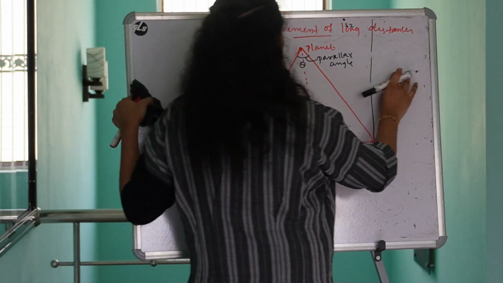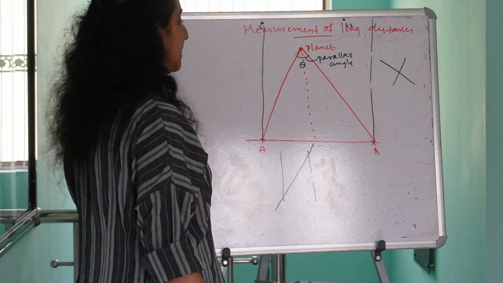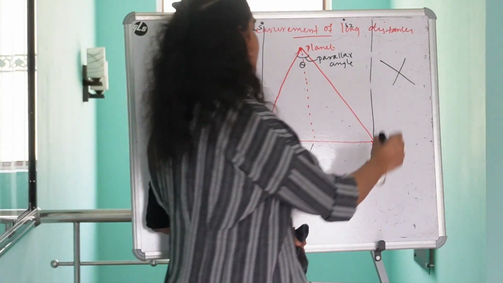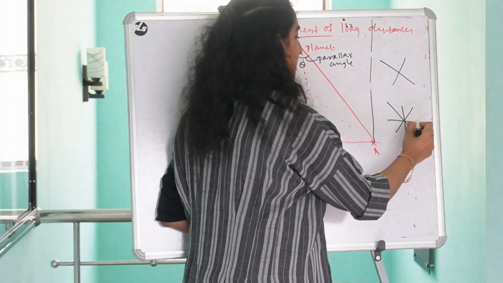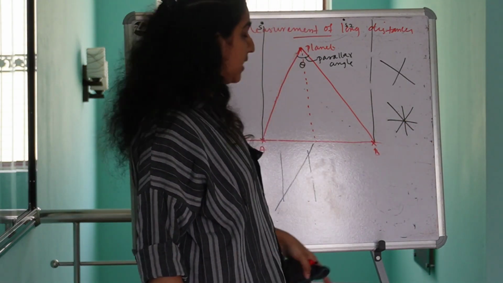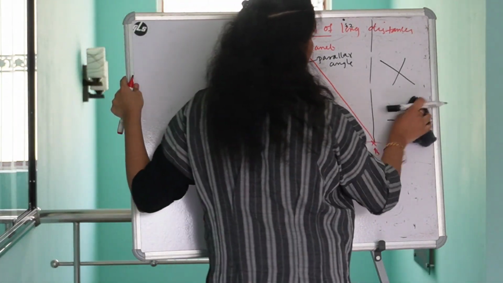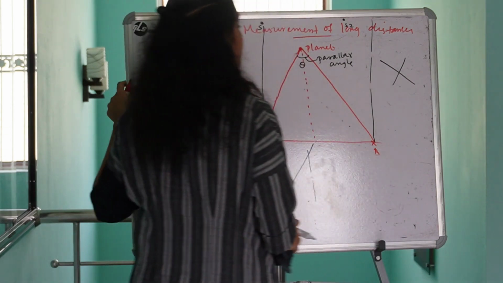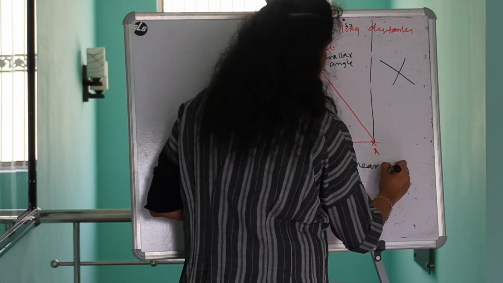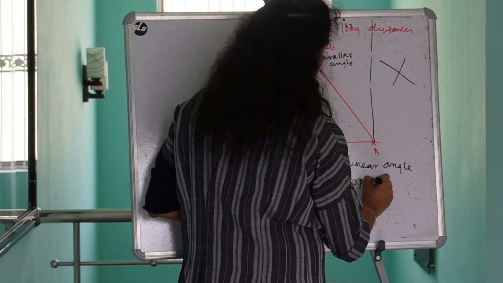Now, when lines cross each other, here in this case there are two lines and these two lines cross each other. Suppose there can be more than two lines. In this case we have 1, 2, 3, 4 lines, isn't it? 4 lines are crossing each other. So when lines cross each other, two types of angles are formed. That is linear angle and opposite angle.